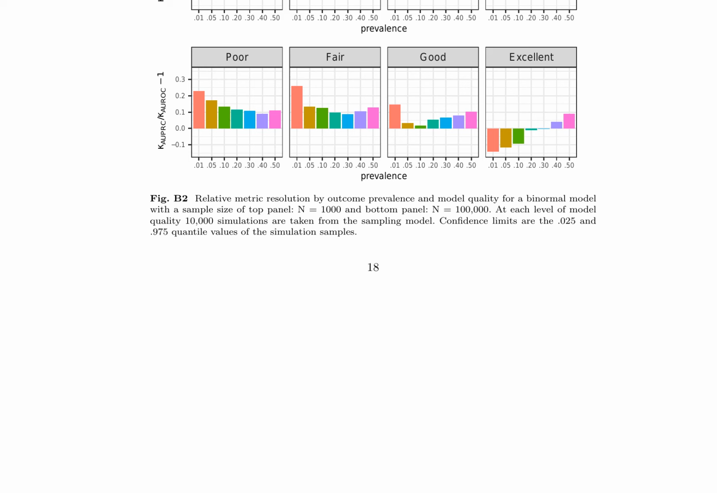Figure B2 displays the relative metric resolution by outcome prevalence and model quality for a binormal model with sample sizes of n equals 1000 and n equals 100,000. For each level of model quality, 10,000 simulations are taken from the sampling model, and confidence limits are obtained from the 0.025 and 0.975 quantile values of the simulation samples. The figure highlights the impact of sample size on metric resolution, emphasizing the importance of considering both prevalence and model quality when evaluating metric performance.